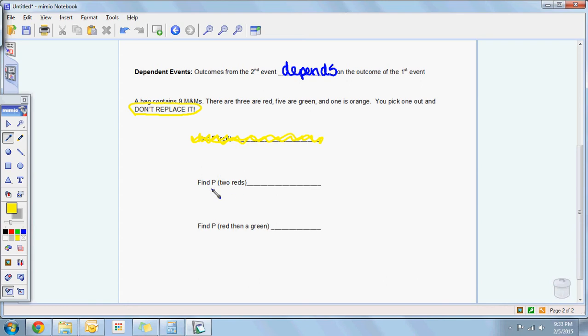So it wants us to find the probability of picking out 2 red M&Ms from this bag. So I know it doesn't say it, but what this means is it wants you to get a red and then another red. I know it doesn't say "and," but that's what it's asking us. What's the probability of picking out a red and then picking out another red? So let's find the probability of this first red. So we have 3 red M&Ms out of a total of 9 M&Ms.